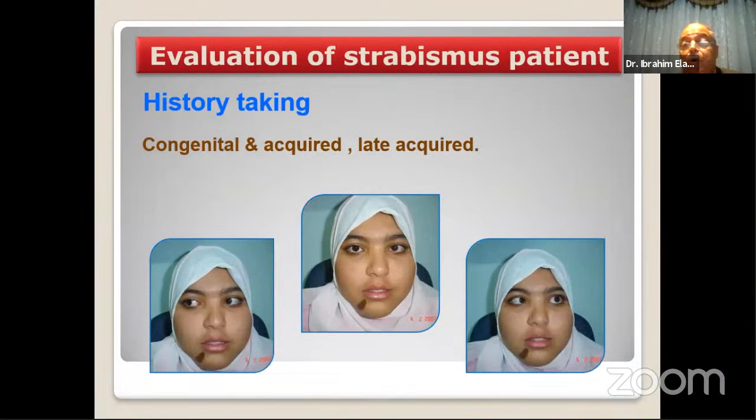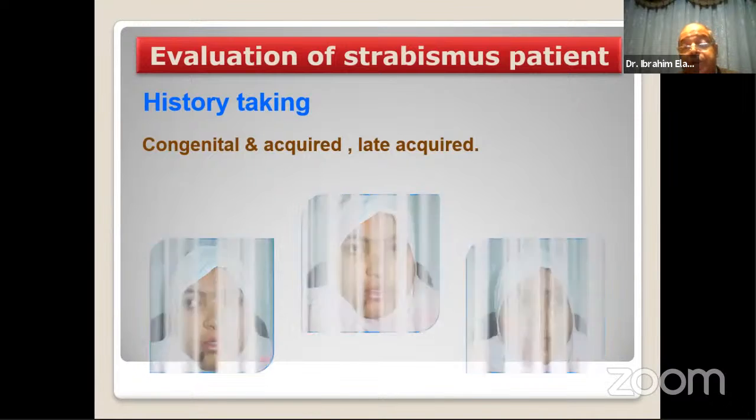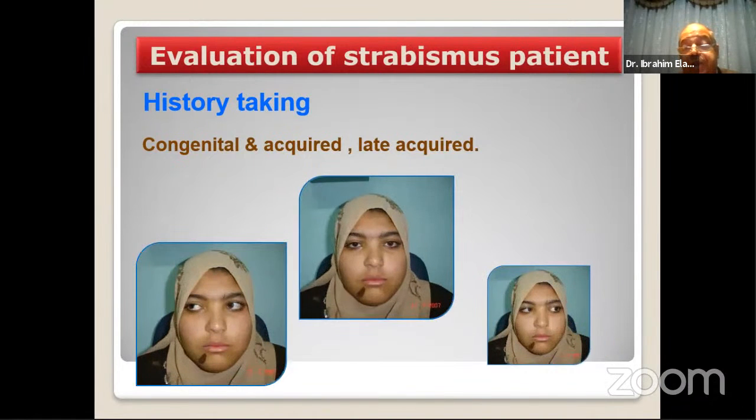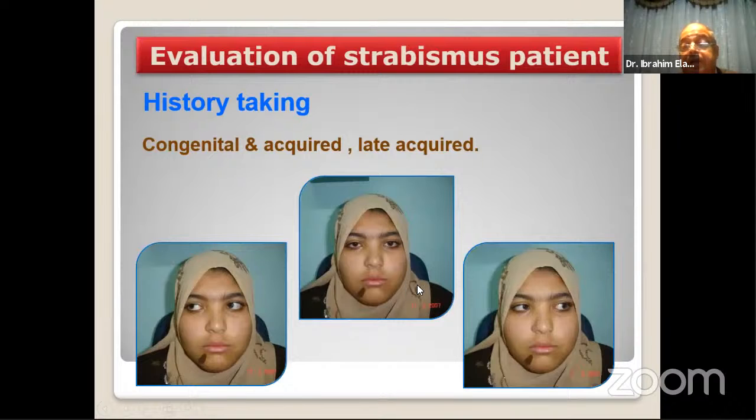Is it congenital, acquired, or late acquired? This patient, 18 years old, came on this date, 4 February 2007, with sudden onset of diplopia and limited abduction. This is a case of sixth nerve palsy, sudden sixth nerve palsy in an 18-year-old patient. When we examined the fundus, there was marked papilledema. This patient was imaged and referred to a neurologist. The patient came back after 1 week, on 11 February 2007, with complete movement after taking the treatment.